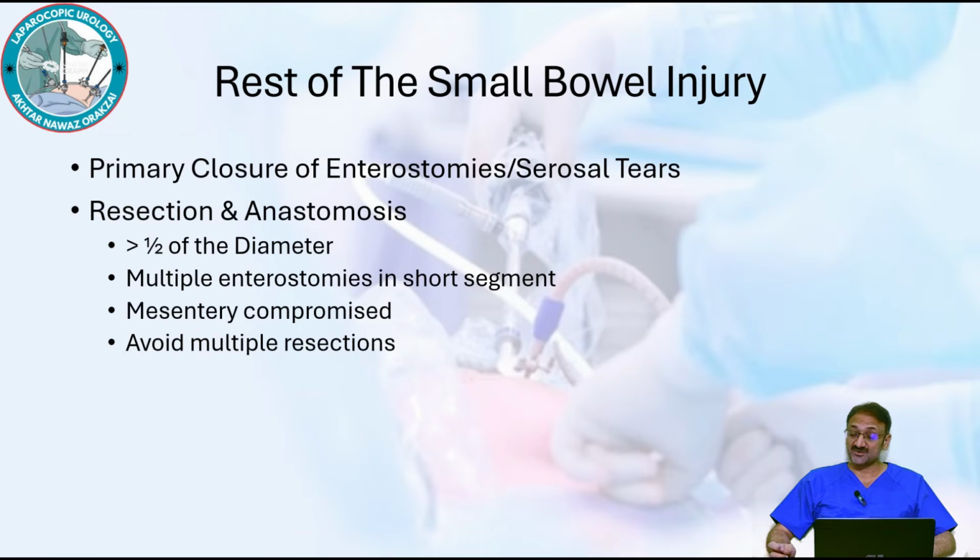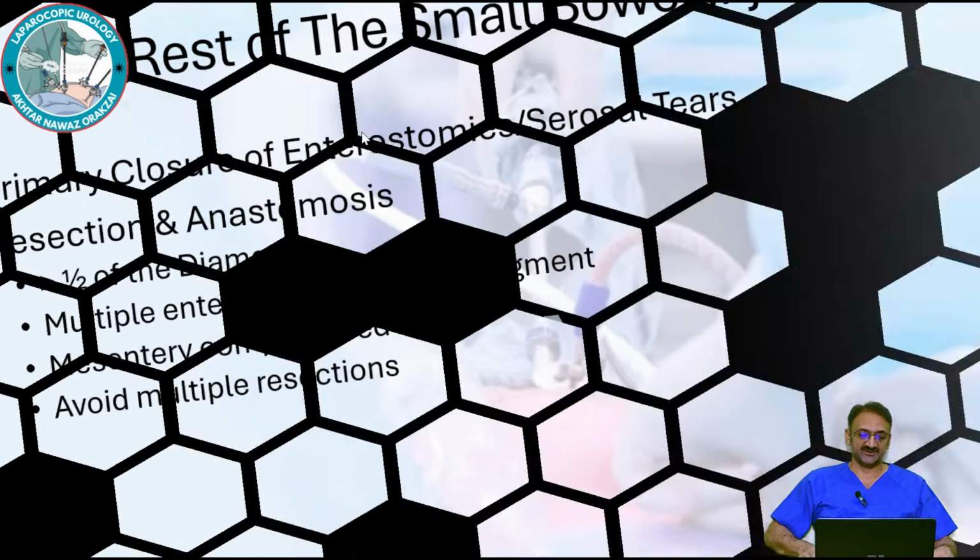If the mesentery is compromised and you see that a portion of the bowel may become ischemic later on, then of course you have to resect that segment and do an end-to-end anastomosis. Multiple resections must be avoided. If there are punctures at different sites away from each other, you have to resect that segment and do the anastomosis, and that may be done laparoscopically if the surgeon is experienced, or by open procedure. A gut surgeon must be involved, and a stoma needs to be discussed and decided at the time of the surgery.